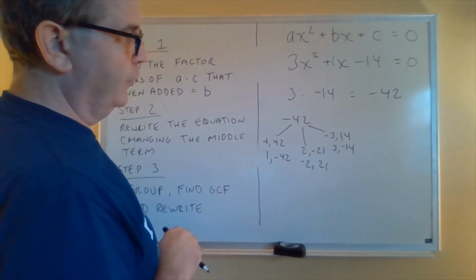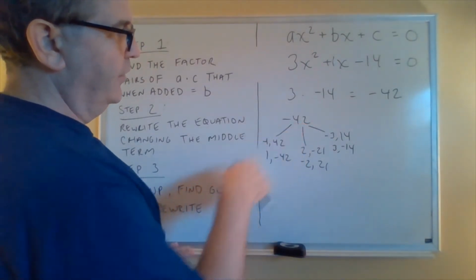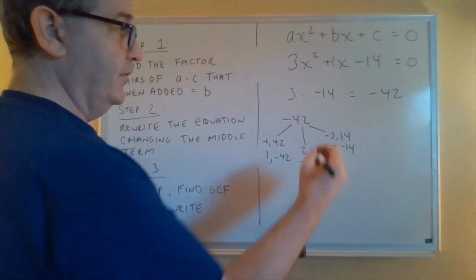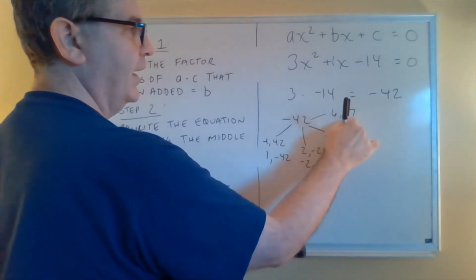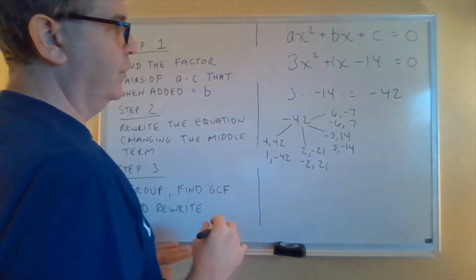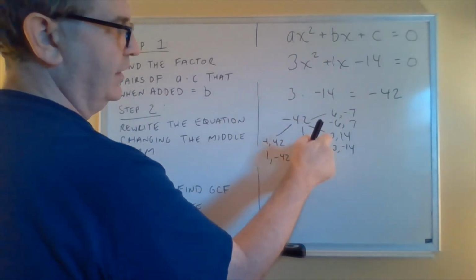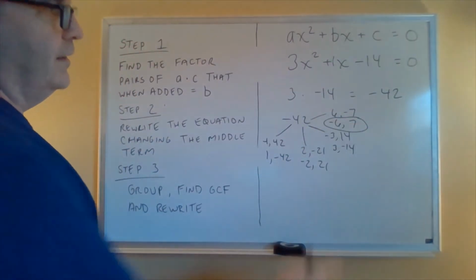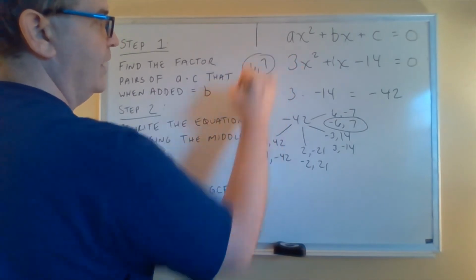Does 4 go into 42? No, it does not. Does 5? It does not. 5 only goes into numbers that end in a 0 or 5. How about 6? Does 6 go into 42? It does. 6 goes into 42 7 times, so we'll have 6 times negative 7 equals negative 42, or negative 6 and positive 7 equals negative 42. If we add 6 and negative 7 together, that's negative 1. We're still not there. But negative 6 and a positive 7, there's what we want. Negative 6 plus 7 equals a positive 1, so those are our two numbers right there.